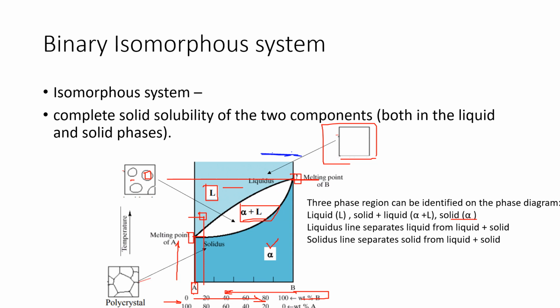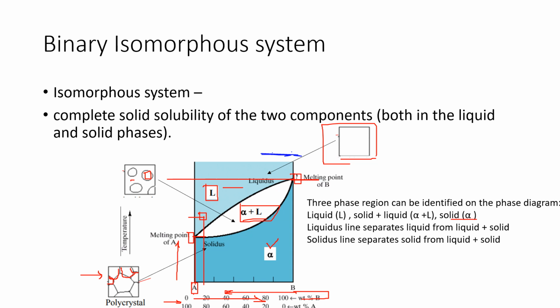Below the solidus line, if we study the microstructure at this point, all the liquid is converted to solid, so a homogeneous phase of the two components is completely converted to solid. All the grains are now in the solid position. This is the microstructure: the liquid grains are converted into solid. This is the polycrystal structure of the solid solution.